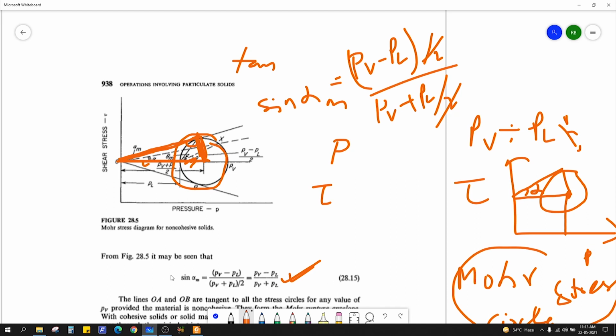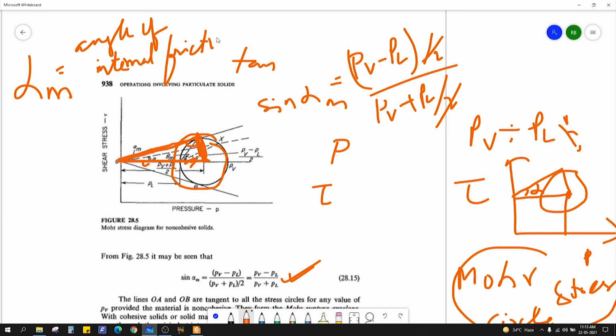What is alpha now? Alpha is called the angle of internal friction. You always know what the angle of friction is, right? This angle of internal friction is the angle of friction between the solid particles. So you can find out the angle of internal friction.